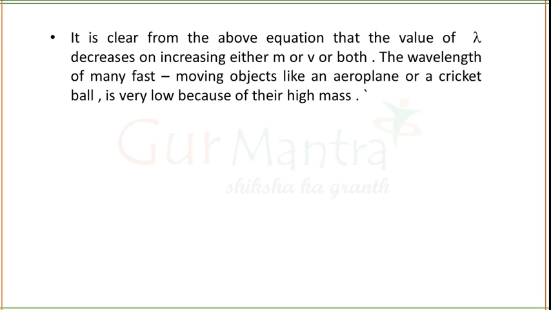It is clear from the above equation that the value of lambda decreases on increasing either mass or velocity or both, because you know that the relationship between wavelength and momentum of an electron is an inverse ratio. The wavelength of many fast moving objects like an aeroplane or a cricket ball is very low because of their higher masses.